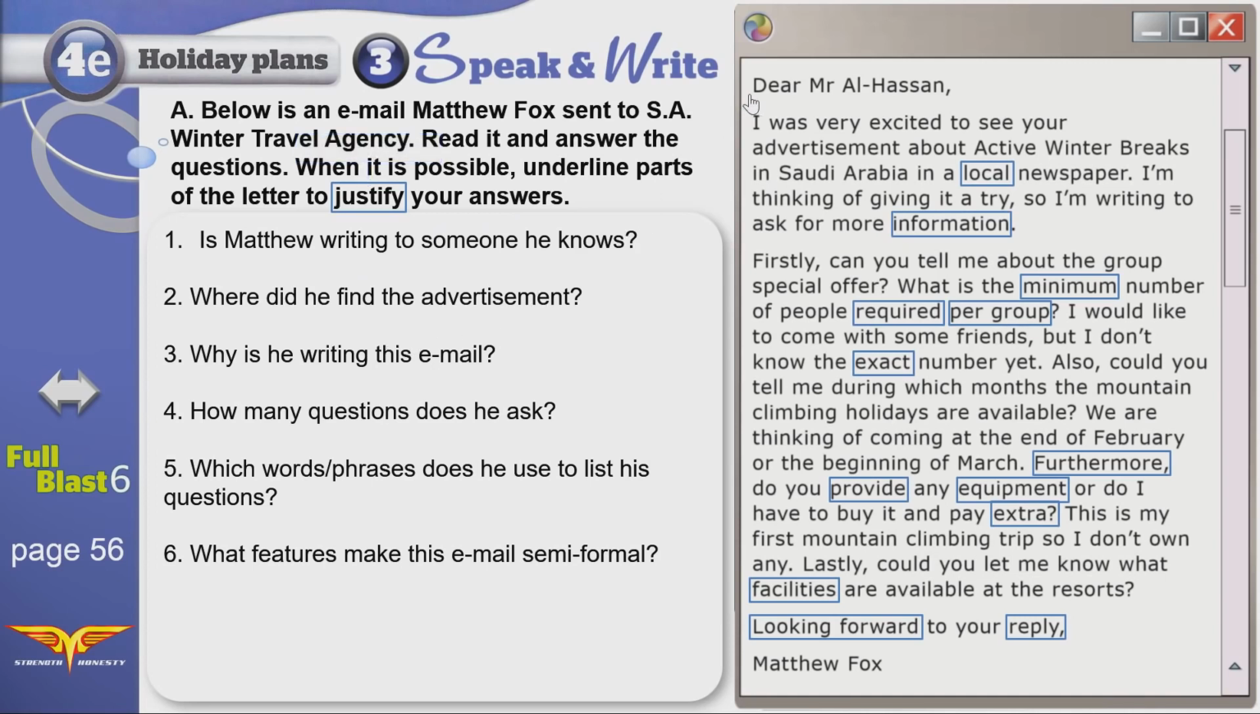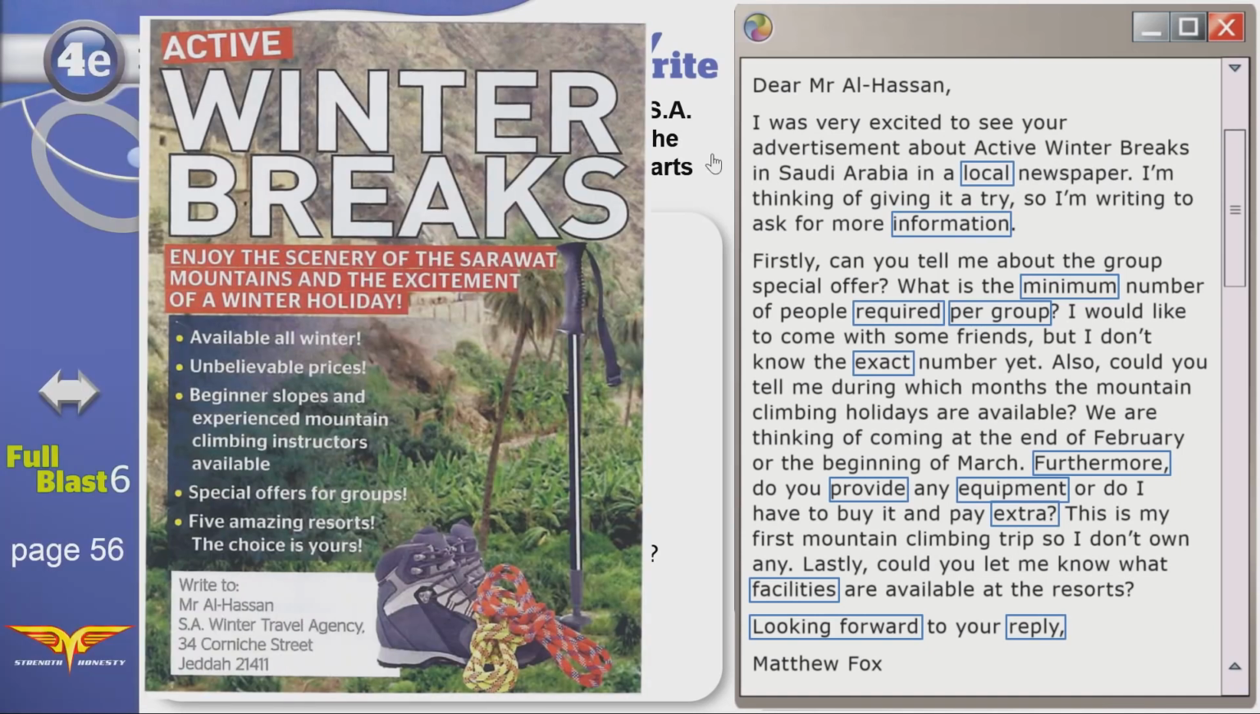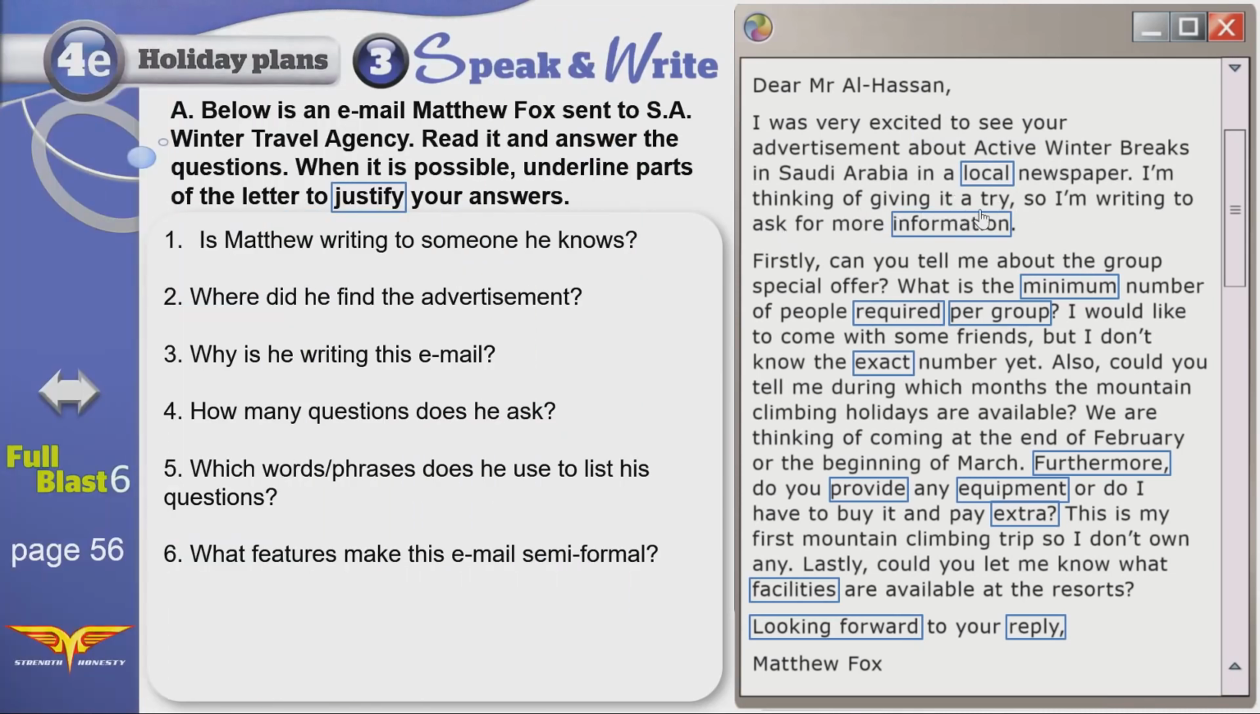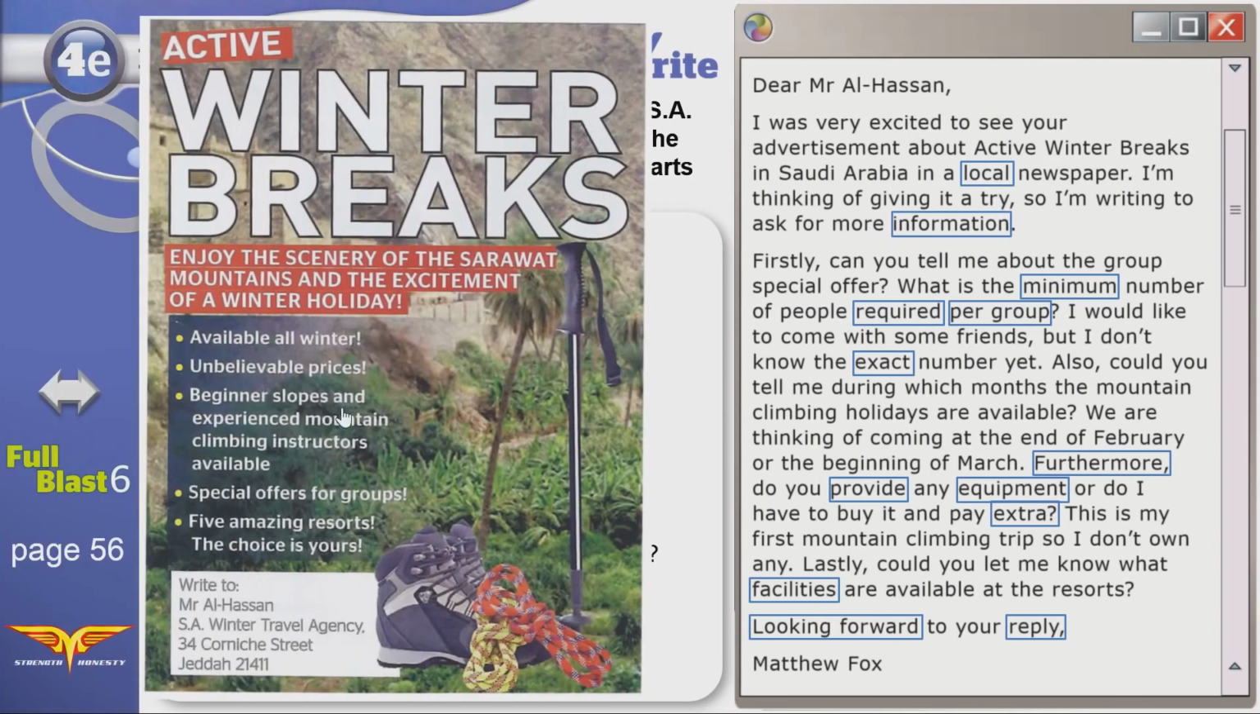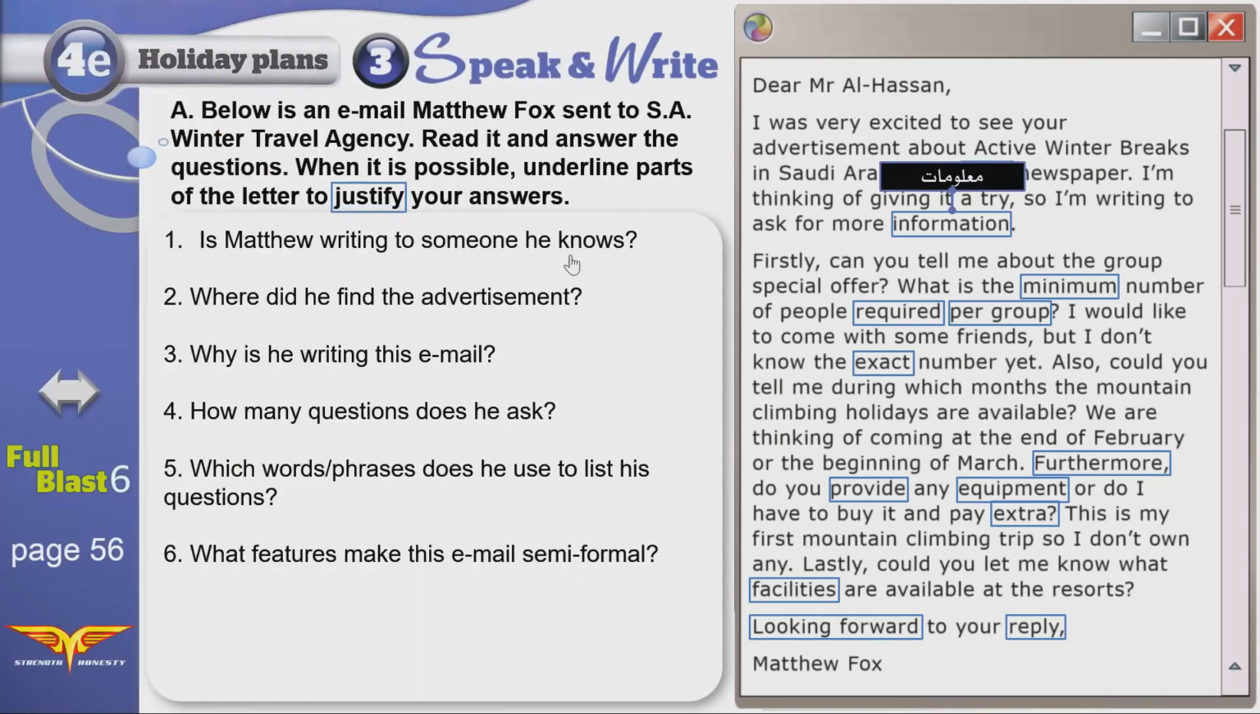Let's read. Dear Mr. Al-Hassan, I was very excited to see your advertisement about active winter breaks in Saudi Arabia in a local newspaper. He saw this in a local newspaper. Local, like it's sold in Saudi Arabia, not outside, in the same country that you're in. I'm thinking of giving it a try. I want to try it, so I'm writing to ask you for more information. I want to know more facts. You listed some facts here. I want to know more. This is why I'm writing.